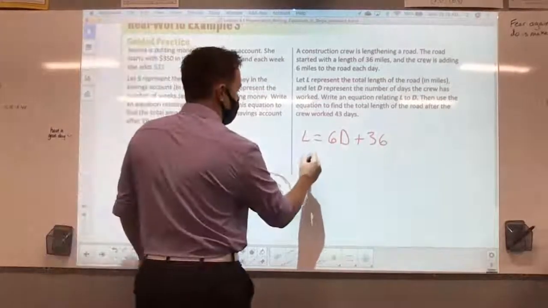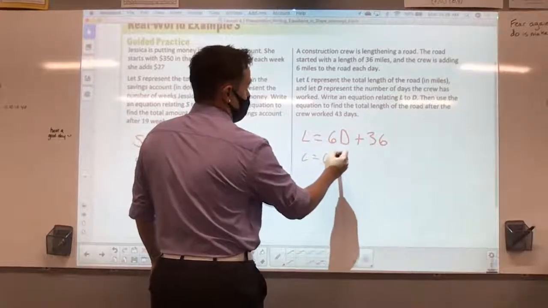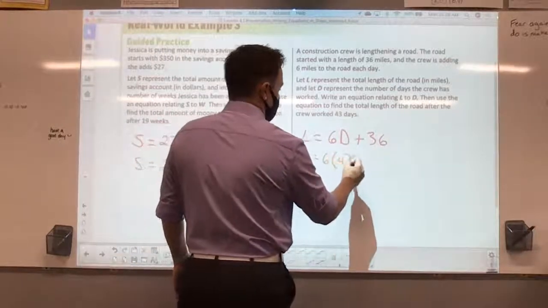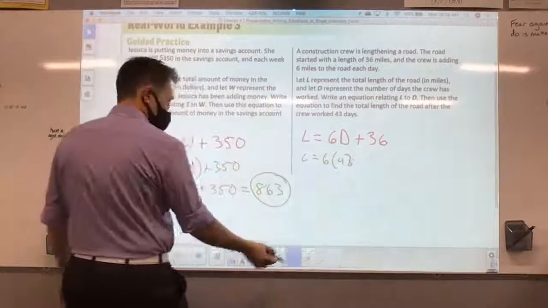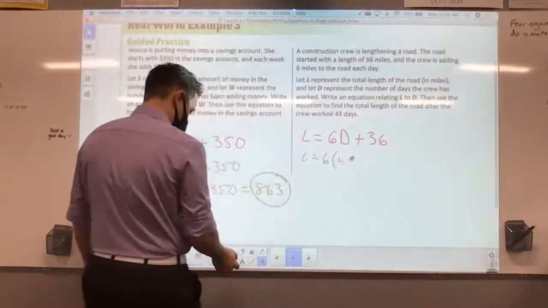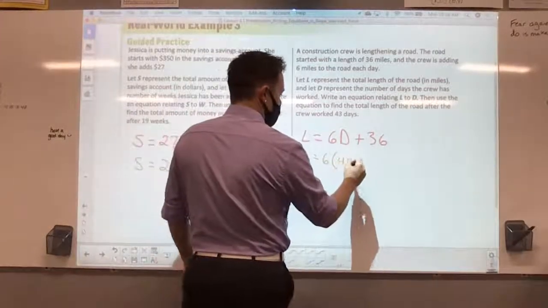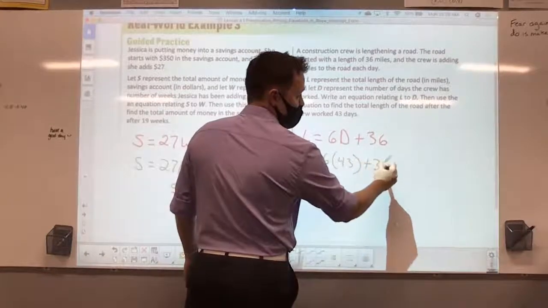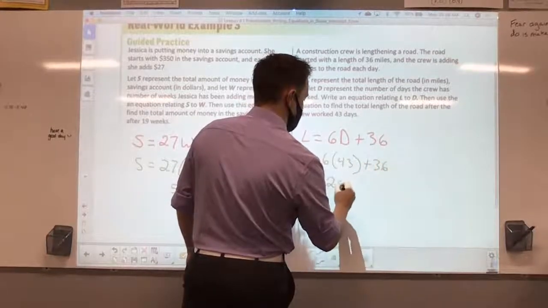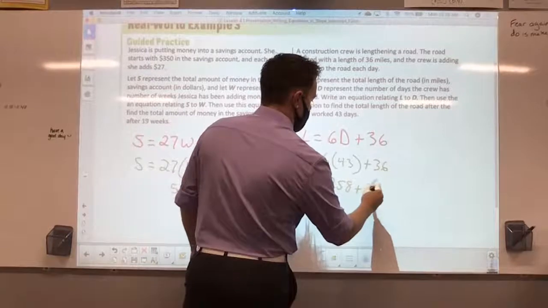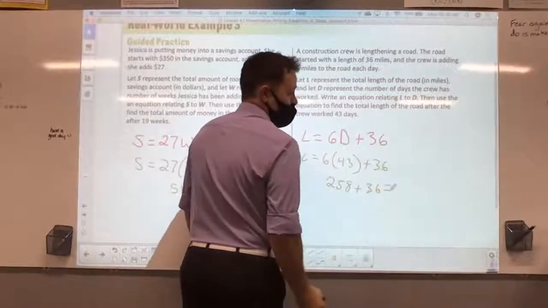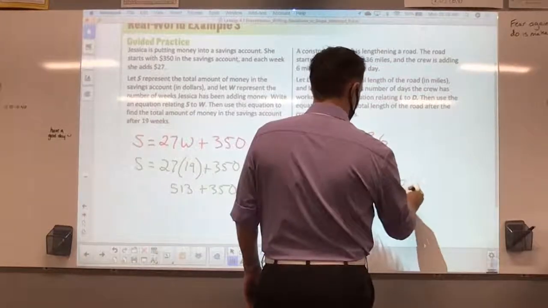And the other one here is L equals 6 times 43, because you want to know how it would be after so long. Plus 36, 258. I got 294.